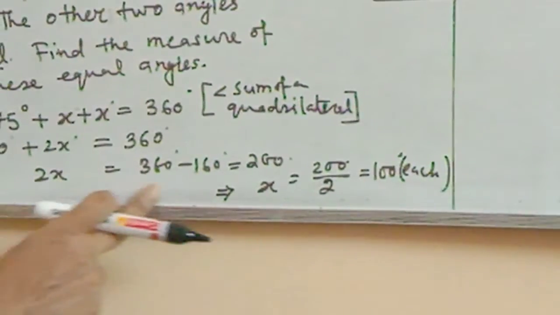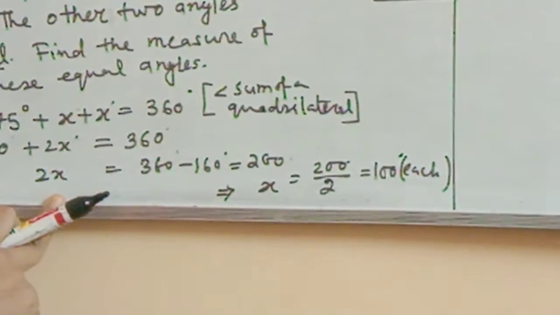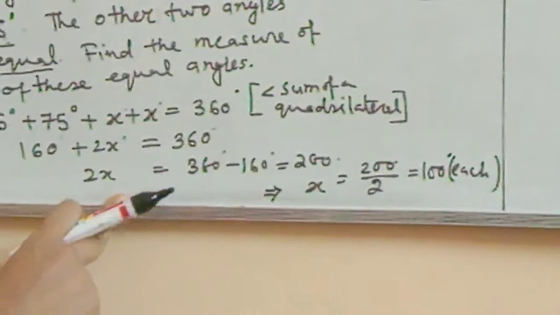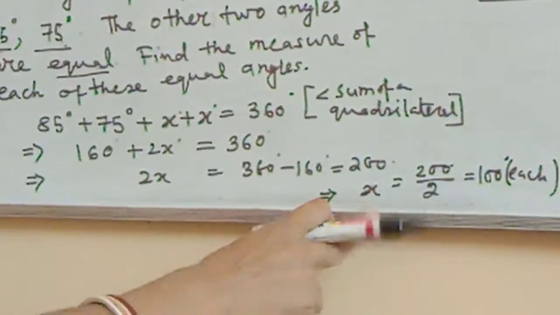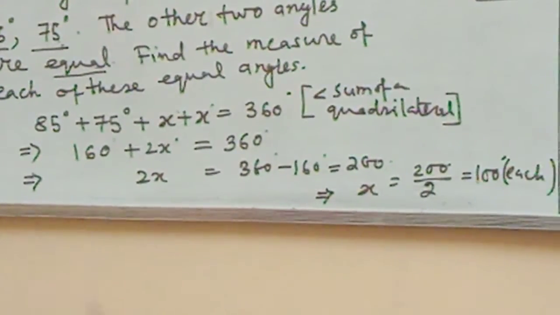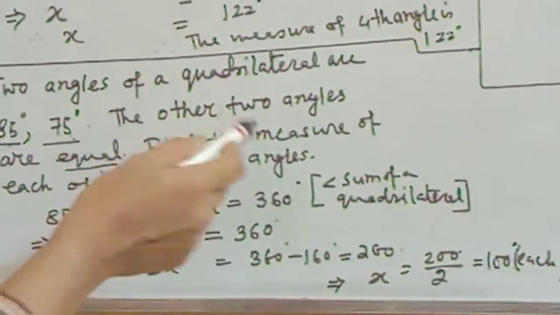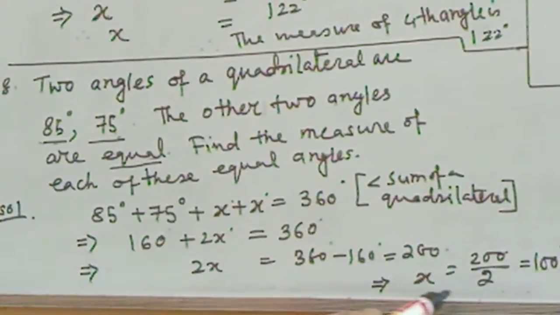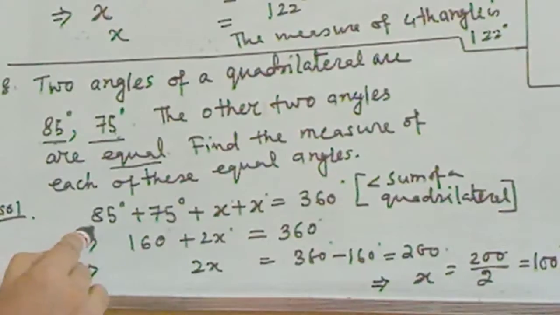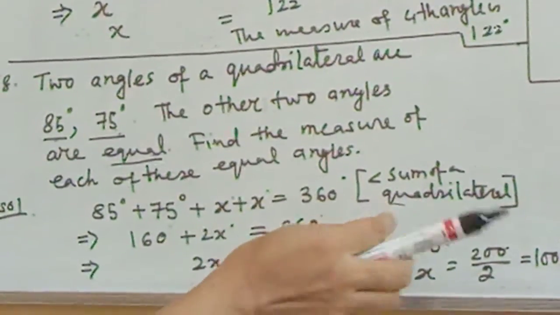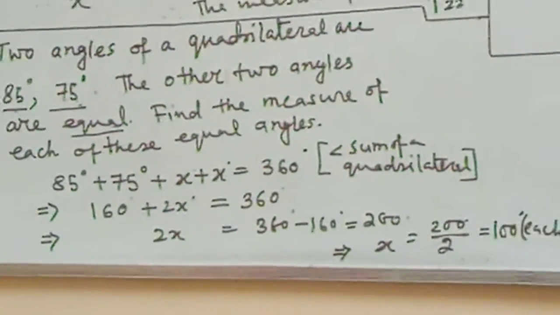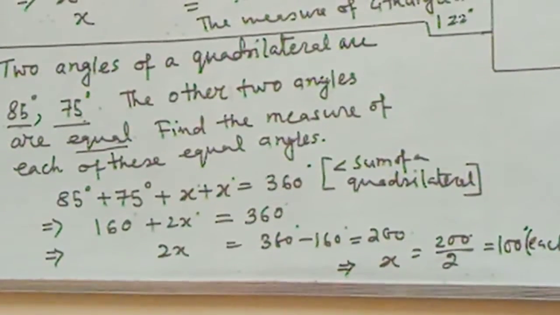You know that by using the concept of transposing in linear equation, you can find the value of x. So when two angles are given and the other two angles are equal, then easily you can find each angle by using the angle sum property of a quadrilateral. Understood? Now come to the next sum.